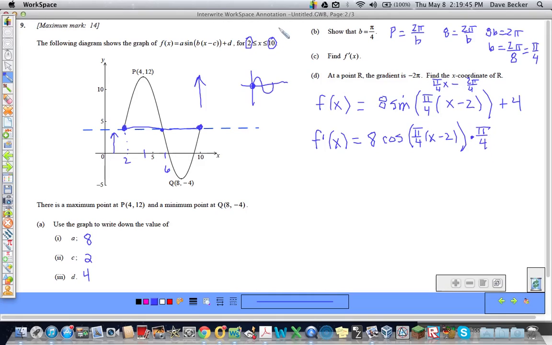Just like if I had y equals 2x, the derivative of y equals 2x is simply 2. It's simply 2, right? It's the coefficient. Well, the coefficient of pi over 4x is, help me, pi over 4. So now I clean this up. 8 times pi over 4 is 8 pi over 4 or 2 pi. So I get 2 pi cosine of pi over 4 times x minus 2.